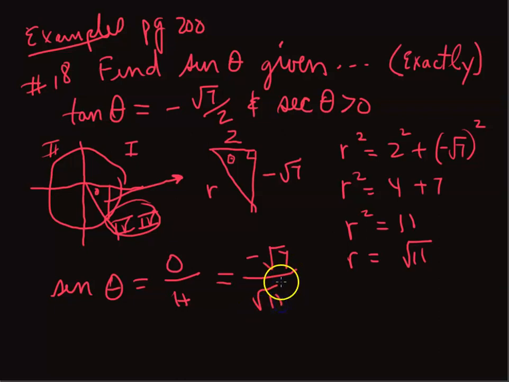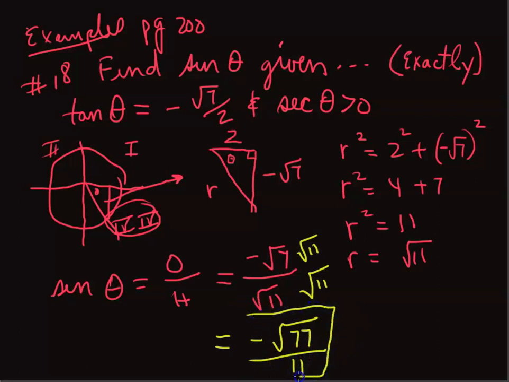Now, if I don't say on a test to rationalize your denominators, you don't have to. Leave it right like that. If you're supposed to rationalize denominators, then you need to multiply both numerator and denominator by that square root of 11. And now you get negative square root of 77 over 11. And that's rationalized. That's the sine of theta.